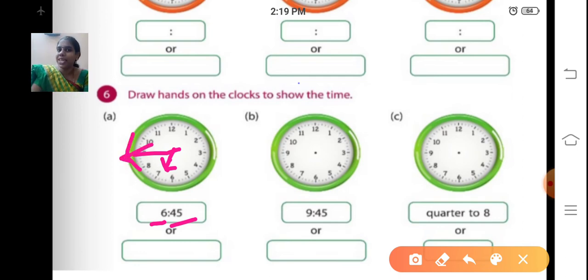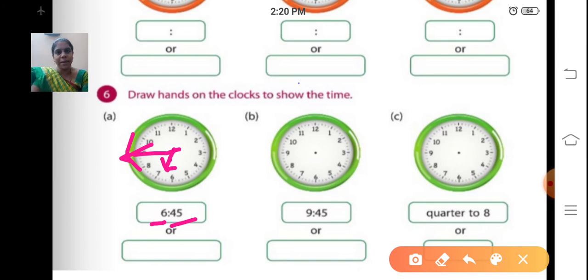So what is the time now? 6:45. Where should the smaller hand be? It should be in between 6 and 7, because it is going to be 7. Where should the longer hand be? It should be at 9. As we all know, 9 5s are 45. So just draw the longer hand in the place of 9.